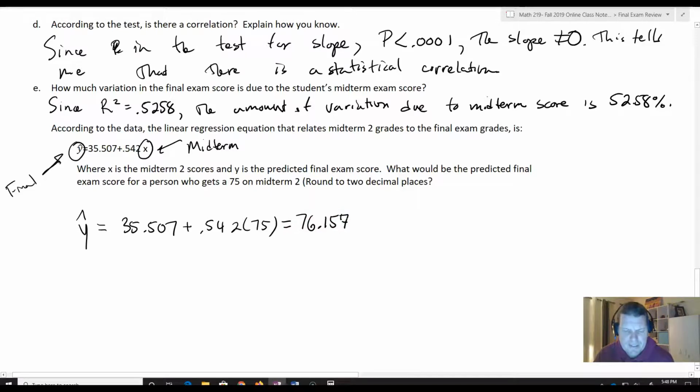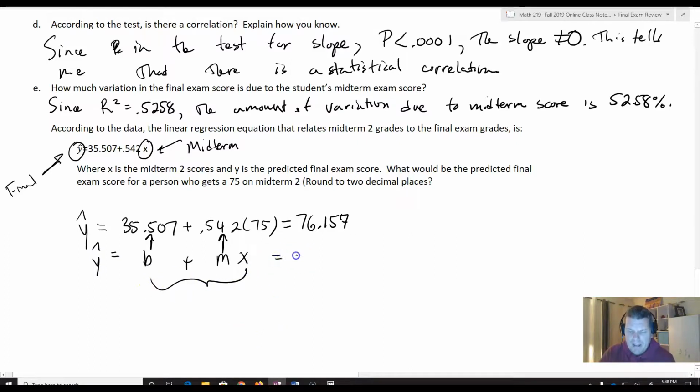Couple things to notice. What you want to notice is that this is like m. This is your slope, 0.542. Then we have x, and this is called the intercept, or the y-intercept. So it's actually b plus mx, right? Y hat is b plus mx. And if you remember from your algebra, that's a linear equation.